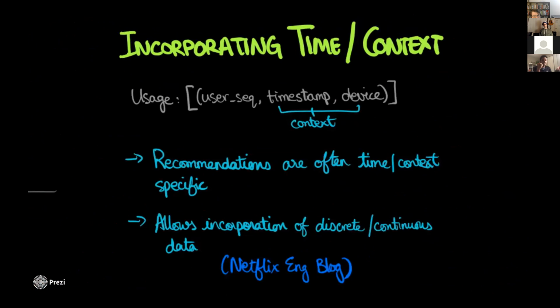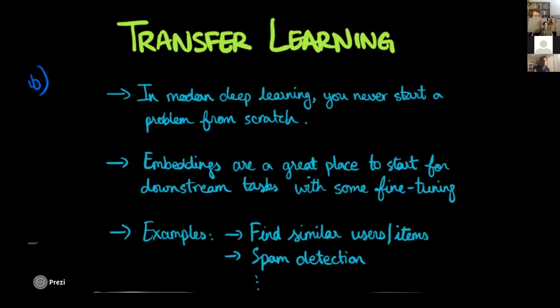The other part is, once you have these user sequences, you can also incorporate other stuff like timestamps, device IDs and whatnot. And recommendations are often time and context specific. And just doing it this way, it allows you to incorporate discrete and continuous data all in one place. And there's a really good blog post by Netflix on it.